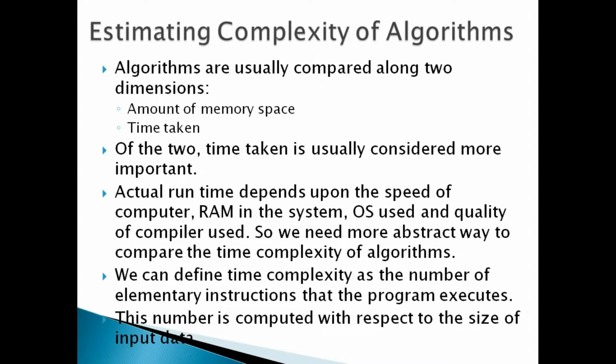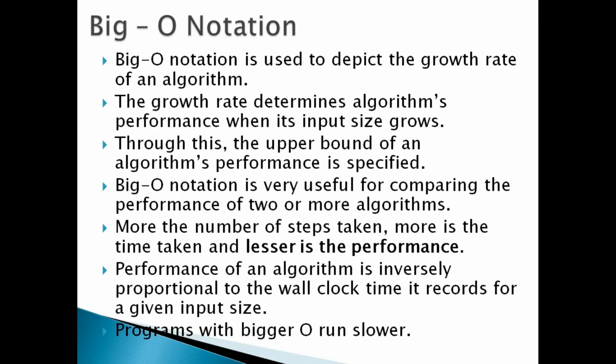So how to define the time complexity of an algorithm? It will be the number of instructions that the program or algorithm executes to perform a particular task. Clear? Now we come to big O notation. This is the notation that represents complexity. So what is big O notation?